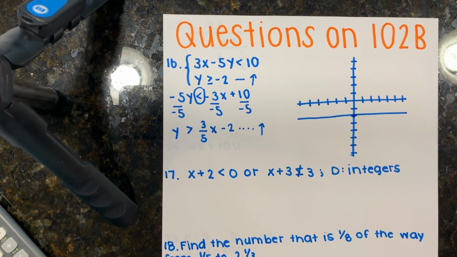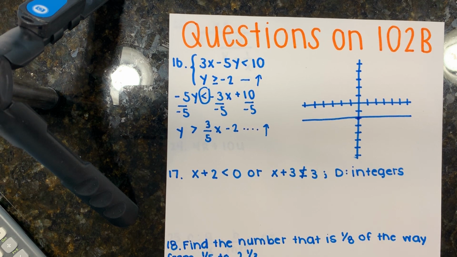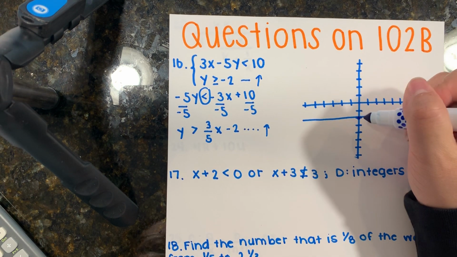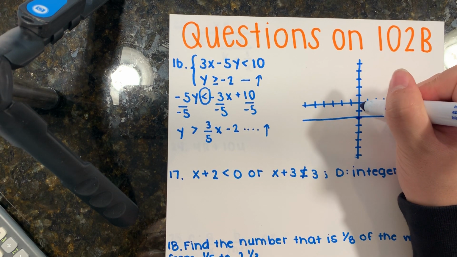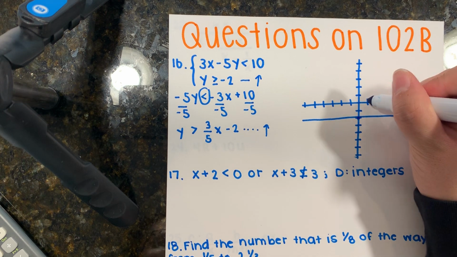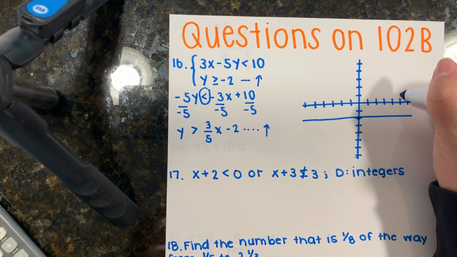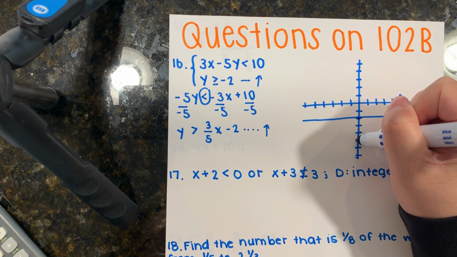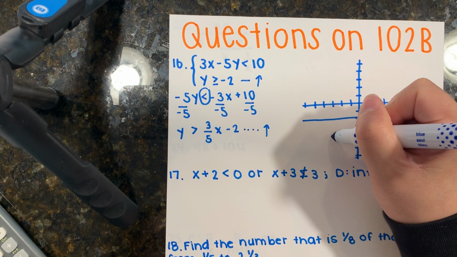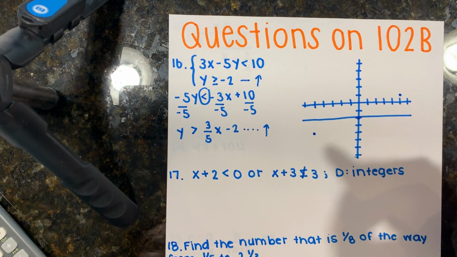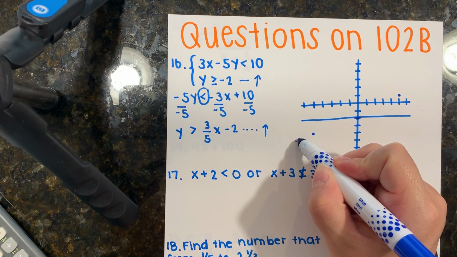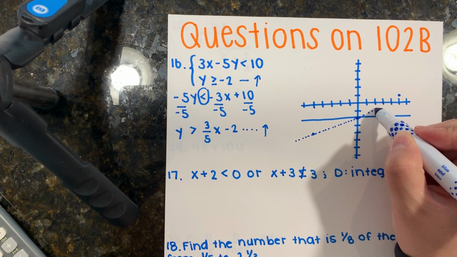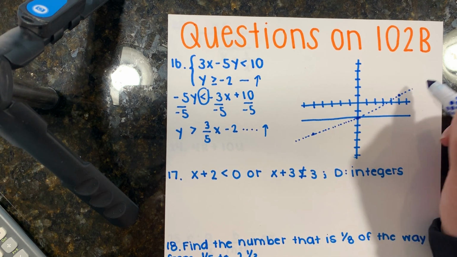My second line is going to cross at negative 2 as well. But it actually has a slope, so it's going to be at negative 2, and then it's going to rise 1, 2, 3 over 5. 1, 2, 3, 4, 5. Or you can go down 3, 1, 2, 3 over 1, 2, 3, 4, 5. So something like that. And this is going to be a dotted line that goes through those points. Oops. My line kind of slants.